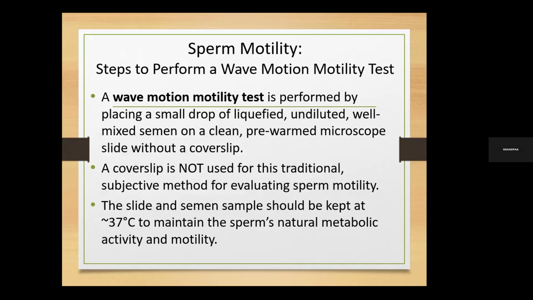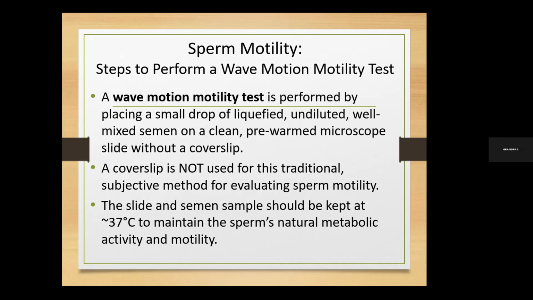So what is a wave motion test? That's the steps to perform a wave motion test. It is performed by placing just a small drop of the specimen. Of course, the specimen ought to have been liquefied and should be undiluted. You don't add anything, and it should, of course, be well mixed. And you know why it should be liquefied. You should also know why it should be well mixed. Okay. And then you put it on a clean, pre-warmed microscope slide without a cover slip. So just a drop of the specimen on the slide, without a cover slip.